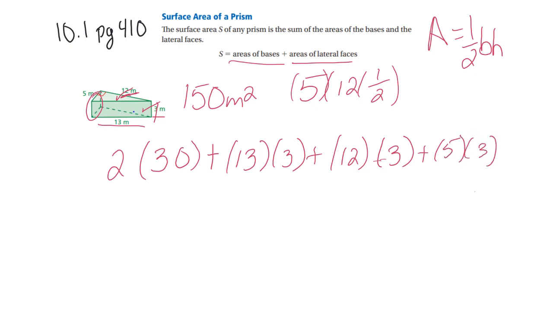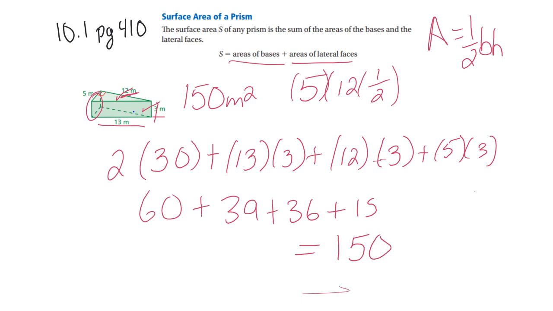So now let's figure out what all these numbers are and put it together. 30 and 2 is 60. 13 and 3 is 39, right? 12 and 3 is 36. And then 5 and 3 is 15. Add all that up, you should get 150. Unit is meters and it's area, so it's squared.